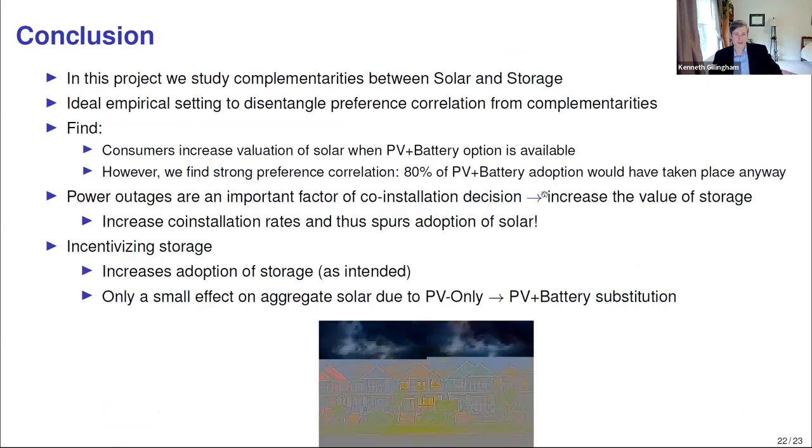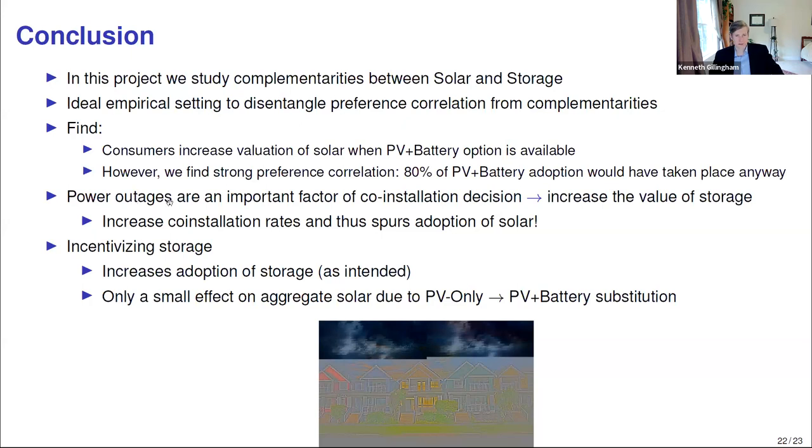So, to finally conclude, oh, that came out funny. In this project, we study complementarities between solar and storage. This is an ideal empirical setting to disentangle preference correlation from complementarities, which is really at the core of our model. We do find that consumers increase valuation of solar when the PV and battery option is available, and we do find strong preference correlation. So 80% of PV and battery adoption is cannibalized: it would have been coming from PV adoption, so would have been solar adoption anyway.